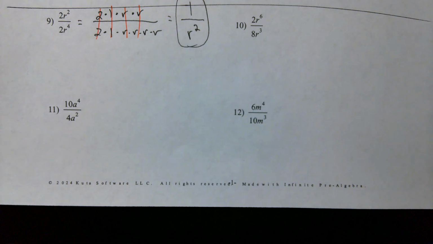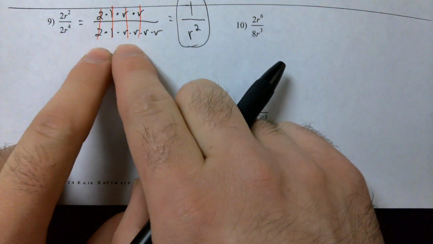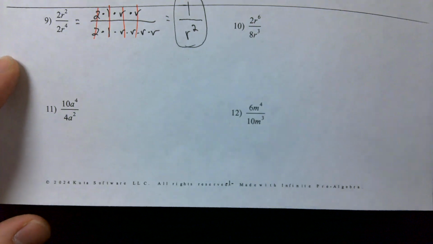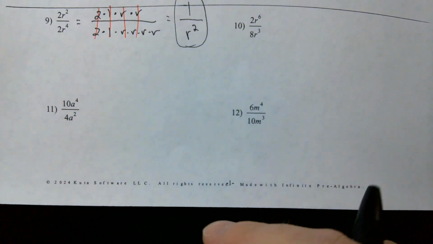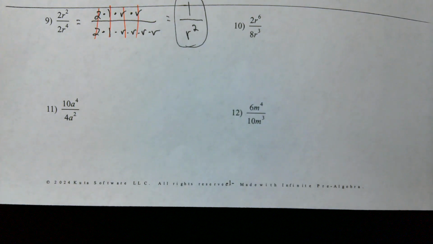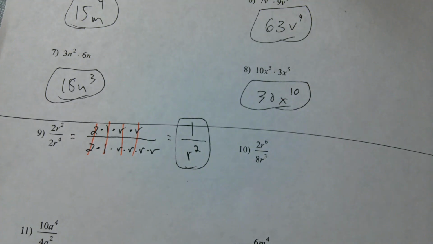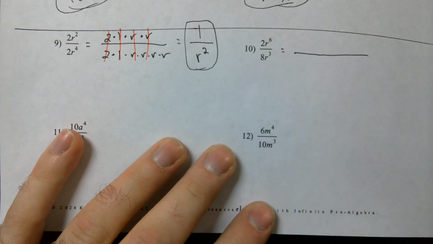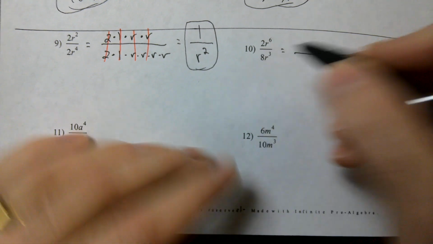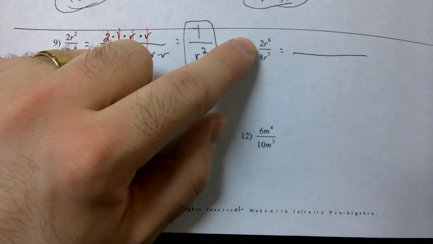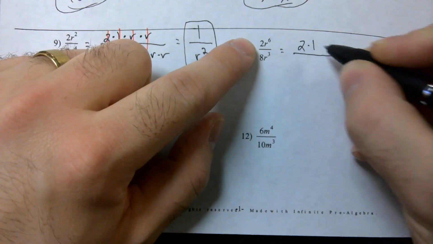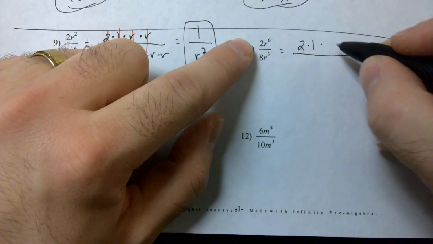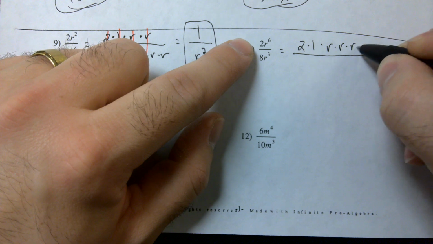Now, like we said yesterday, it's actually easier for us to expand everything out here, cancel what we can. If we do the quotient rule as we learned it, we're going to end up getting things all mixed up. So let's expand this out. On the top, how can I expand out the number 2? 2 times 1. And how many r's do I have on the top? 6.